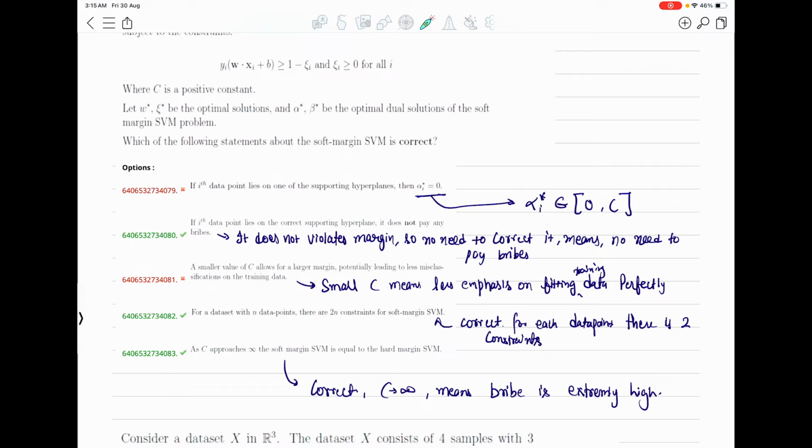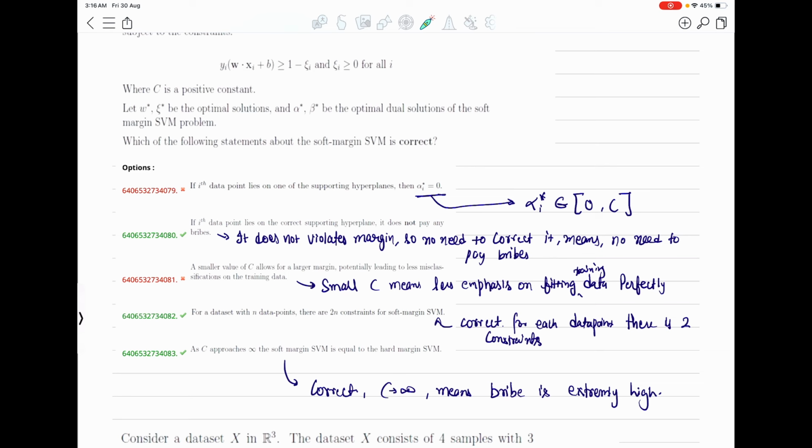The second option says: if the ith data point lies on the correct supporting hyperplane, it does not pay any bribe. What it's saying is that if the ith point lies on the correct supporting hyperplane, the point is correct, so we don't need to correct it. Why do we give a bribe actually? If the data is misclassified, let's say it has to be here, but it is here, we give the bribe to move it to here. But it is already classified correctly, so we won't give any bribe. So this is true.